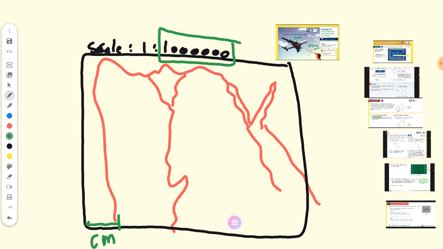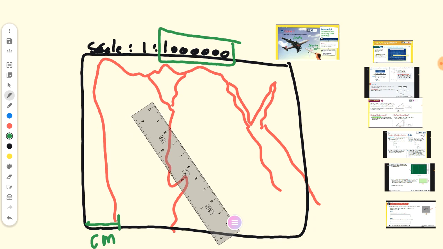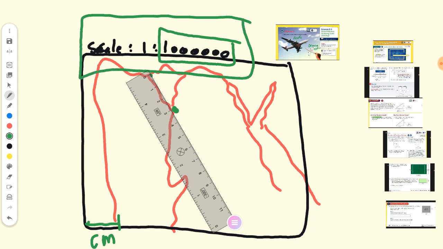I can measure the distance between two cities by ruler, maybe between Alexandria and Cairo, something like this. Cairo is here, for example, and Alexandria is here. If it's 3 centimeters on the map, I can calculate the real or actual distance because of the drawing scale. If you have the drawing scale, you can know the real distance. Now the distance is 3 centimeters on the map. Can you know the real distance? Yes, by the following formula.